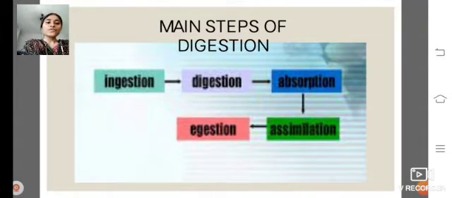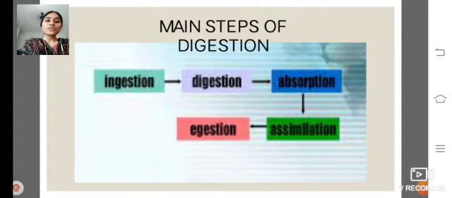In this slide we will focus on the main steps of digestion. First is ingestion. Ingestion means taking in of food. Next is digestion. Digestion is a process in which complex food particles get broken down into simpler ones. Next is absorption. In this process, whatever soluble food is there in the small intestine, those soluble food molecules get transferred to the blood. Essential nutrients get transferred to the blood.